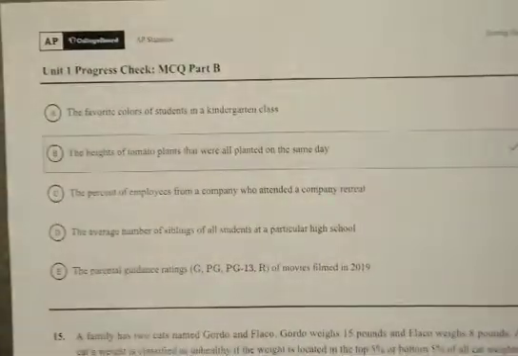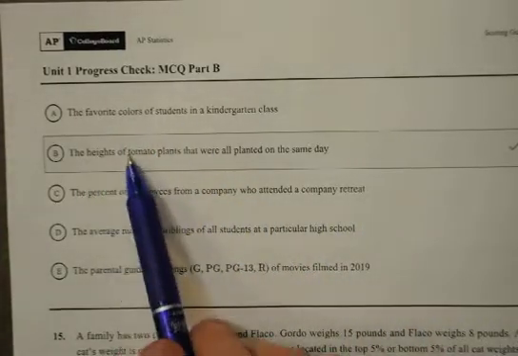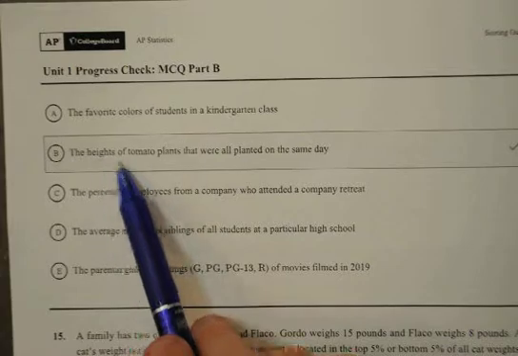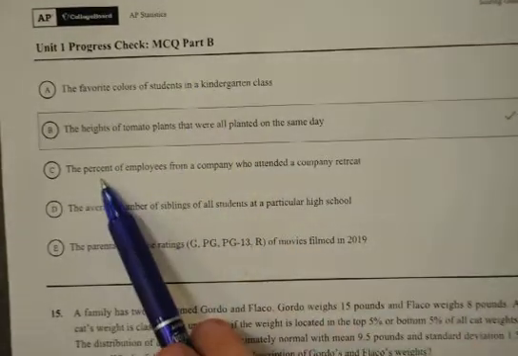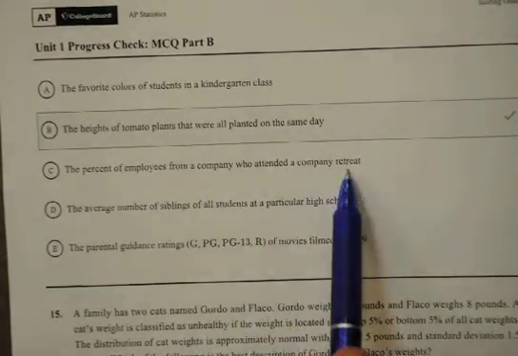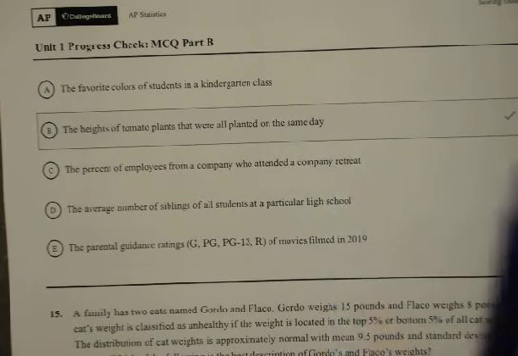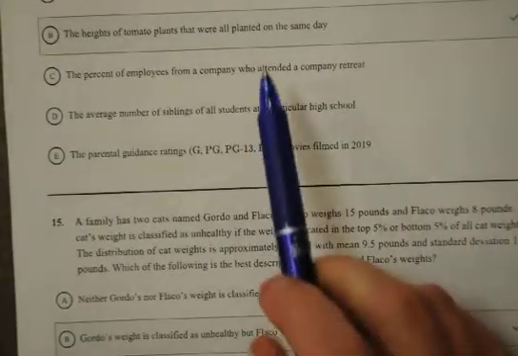14, which can be reasonably modeled by the normal distribution? Favorite colors, that's categorical. Nope. Heights of tomatoes. We can find an average height of a tomato, so that's probably good. Percent of employees from a company who attend a company retreat. That's just a number. It's not really a distribution. You might get like 50%.